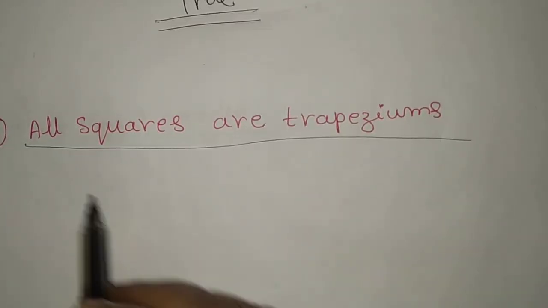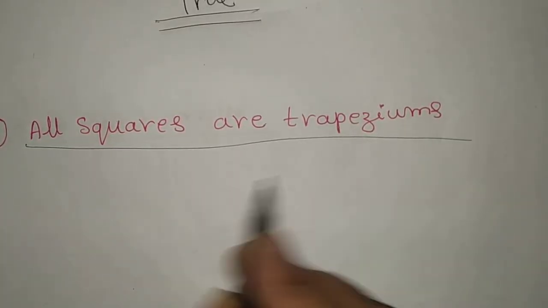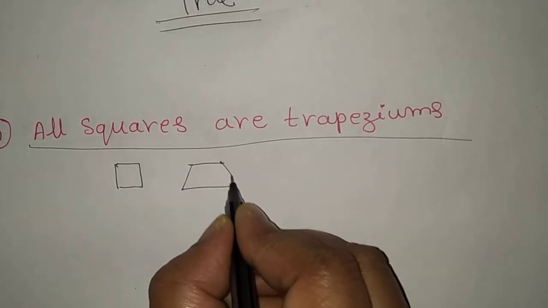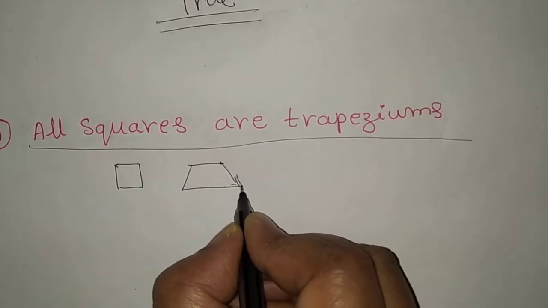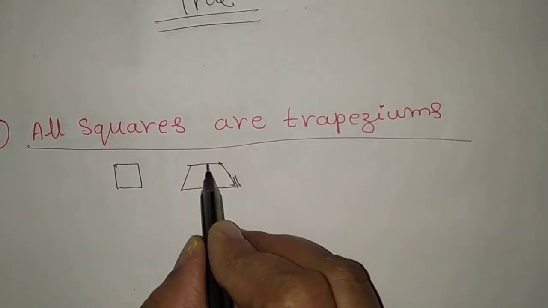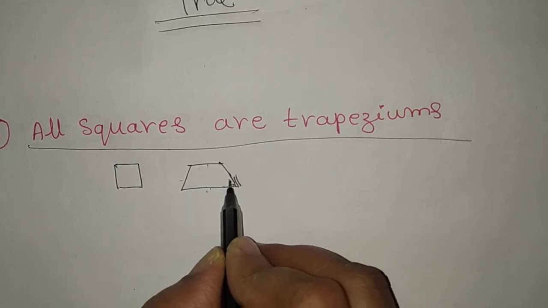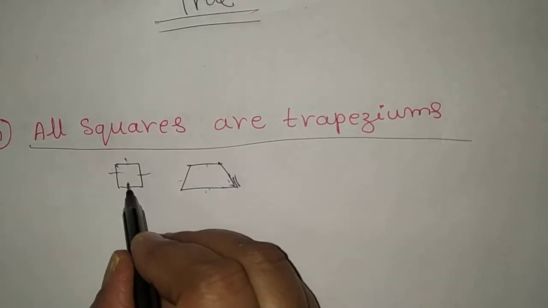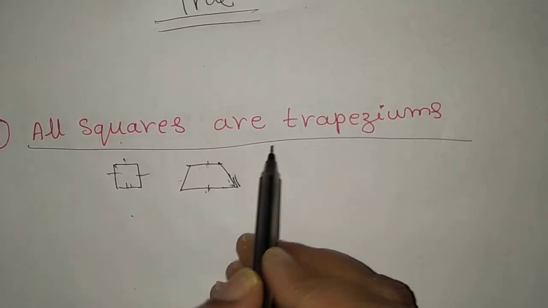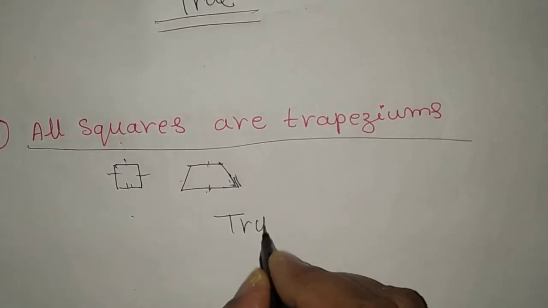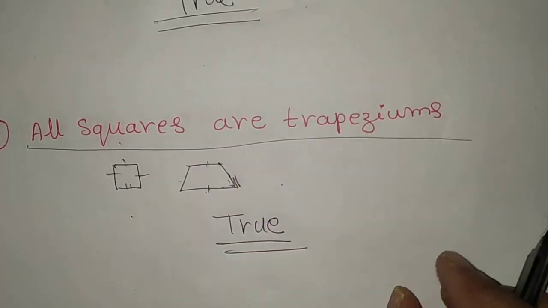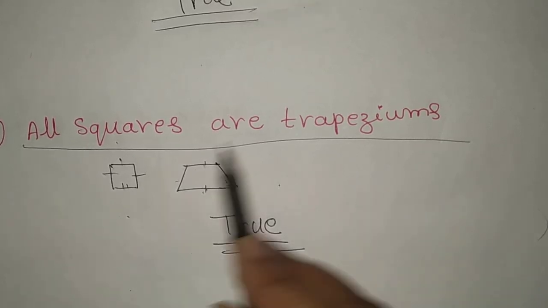Next, all squares are trapezium. Again we'll take this square and this trapezium as we took in the previous problem. So what happens here? All the sides are equal. Here only one pair is parallel. So all the squares are trapezium. So the answer is true. No need for any points. You can refer to the previous points, then you will get the correct answer.